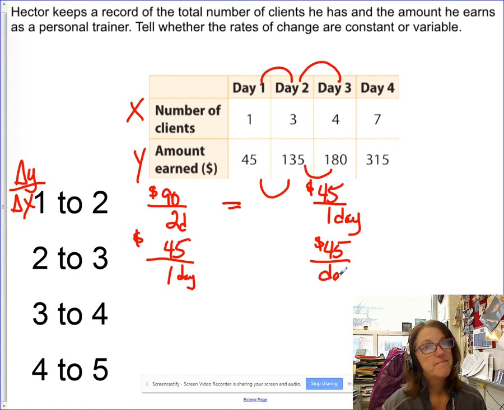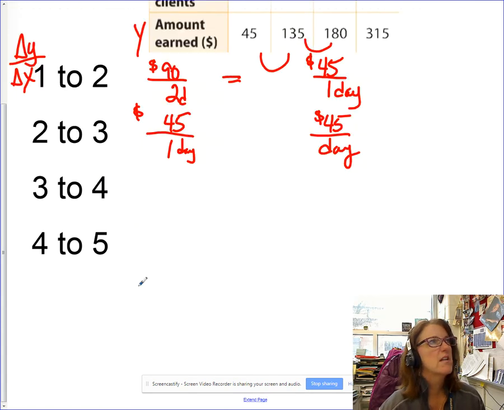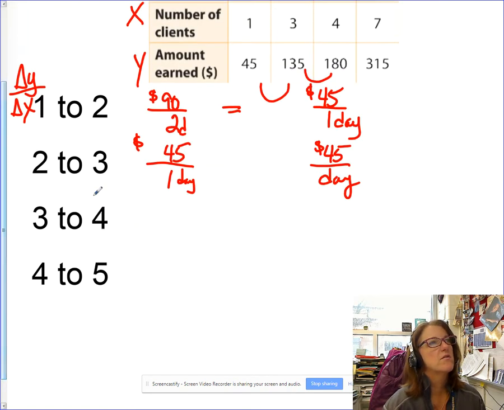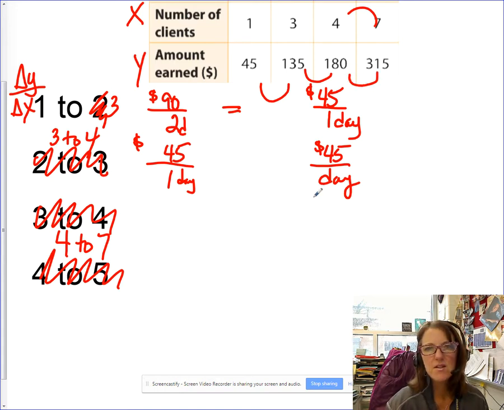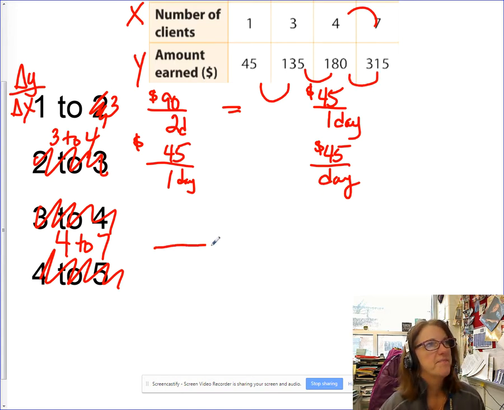Okay, things are looking pretty good. Let's keep going and test the last 2. From 3 to 4, 1 to 2, what am I doing? This was 1 to 3, sorry. This was 3 to 4. And then the last one, you can see when I typed this, I wasn't paying attention. The last one was from day 4 to day 7. That's this one. All right, from 180 to 315.